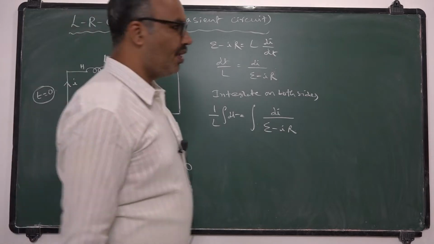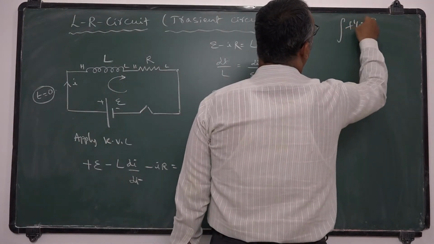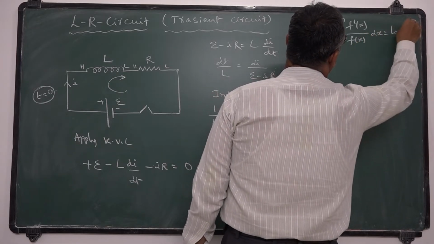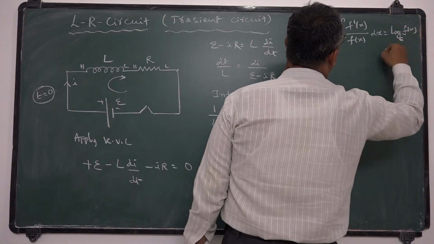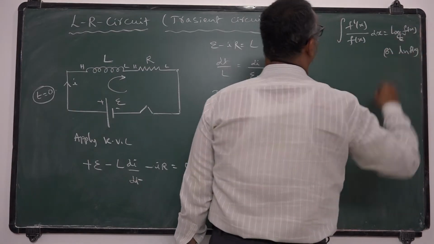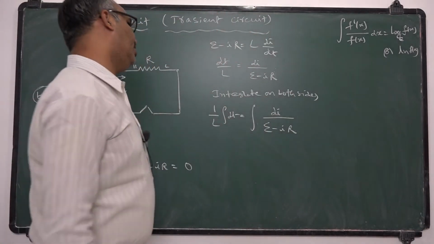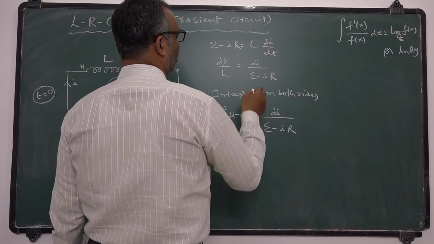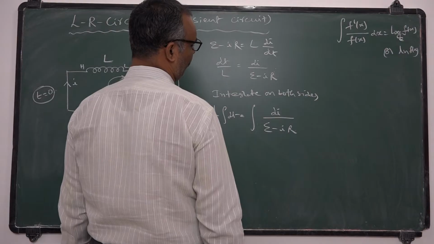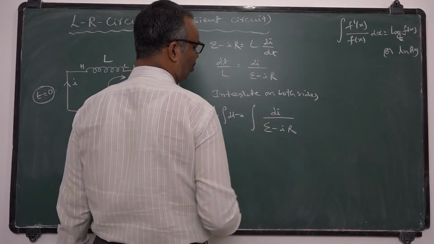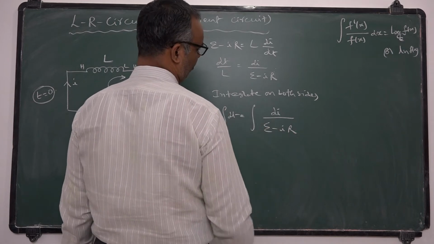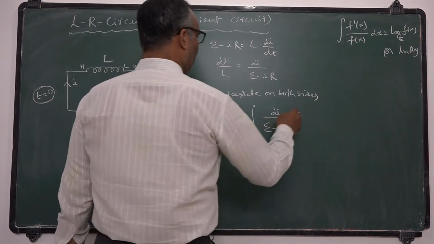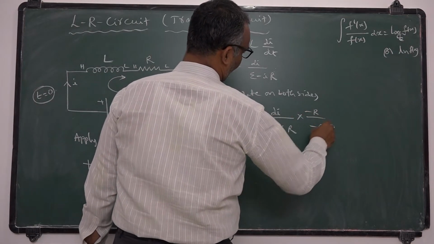We have a formula in integration: integral of f dash x by f of x dx is equal to log f of x to the base e, or simply ln f of x. This is the general formula. In order to use that formula here, the numerator should be the derivative of the denominator. EMF of the cell is constant, its derivative is 0. Resistance is constant. So minus R di is the derivative of the denominator. So if I multiply and divide with minus R, nothing will happen.